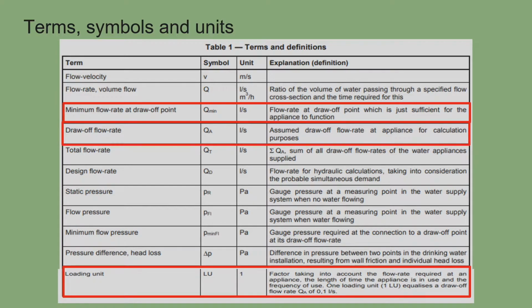But loading units is a factor that takes into account the flow rate required at an appliance, the length of time the appliance is in use, and the frequency of use. So what they've done is they've looked at every appliance, they've done time management on them, and they've given them all a specific number. So one loading unit is a collapse of a draw-off that requires a flow rate of 0.1 litre per second, on the QA.